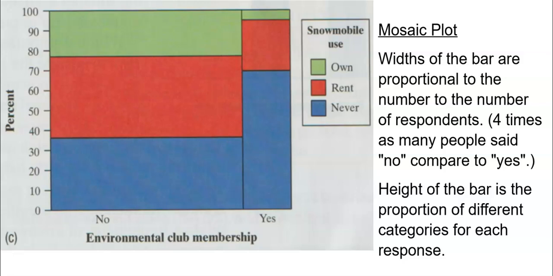We also have a mosaic plot. Students were mentioning this earlier. Notice what's different about a mosaic plot is the widths are different on each bar, because the widths of each bar are proportional to the number of respondents. So the width tells you roughly how many people responded with each outcome. You can see about 4 times as many people said no to being an environmental club member as said yes. And then the height of the bar is the different categories for each response.